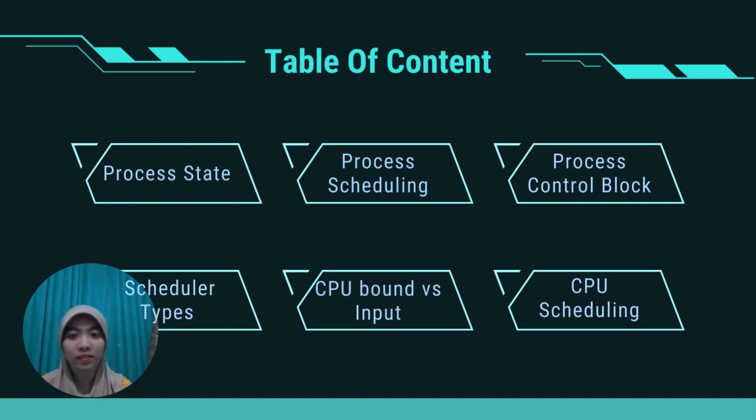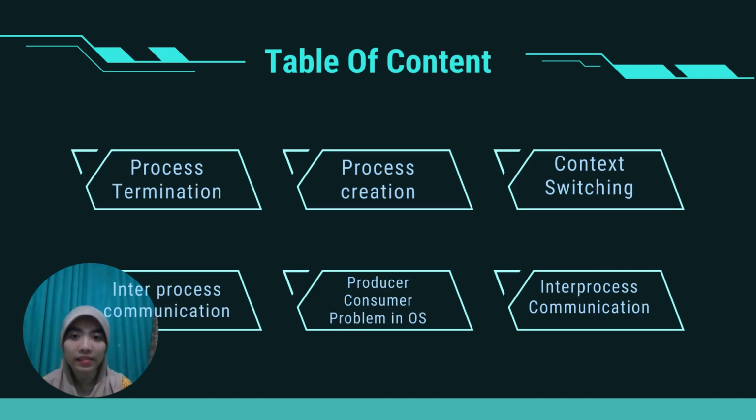Okay, before we get started to study, we should know what chapters we will learn about. We will separate it into 12 chapters. The first is about process state, process scheduling, process control block, schedulers, types of schedulers, CPU bound versus I/O bound, and CPU scheduling. And next is about process termination, process creation, context switching, process communication, the producer and consumer problem in operating systems, and the last is about inter-process communication.